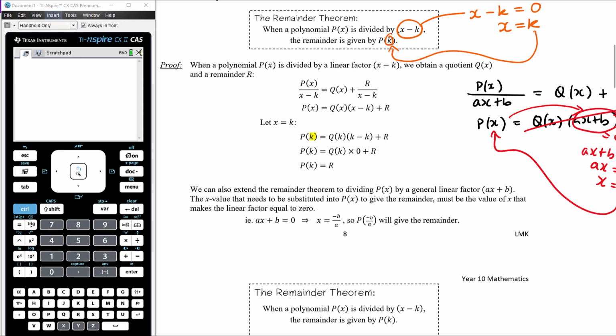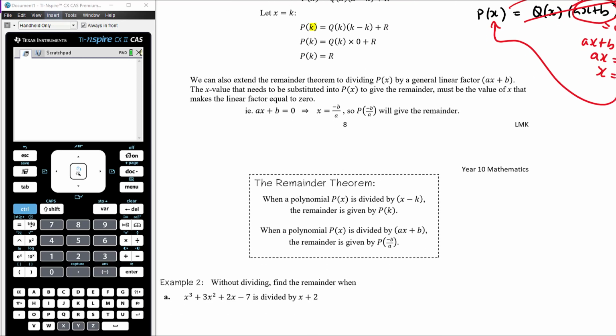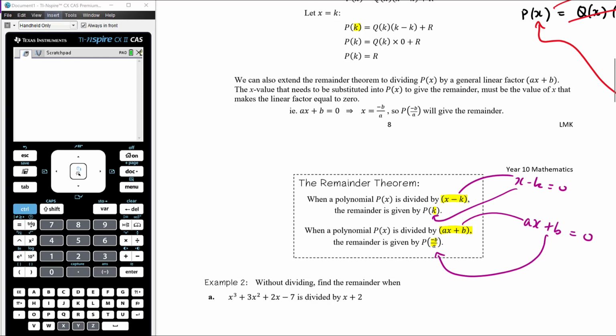Okay, so we extend that out to this more general remainder theorem. If we're dividing by x minus k, we sub k into the polynomial. If we're dividing by ax plus b, we sub negative b over a into the polynomial. And that is found by solving ax plus b equals 0 to work out what goes in there. Similarly, solving x minus k equals 0 will tell us what x value we sub into the polynomial.